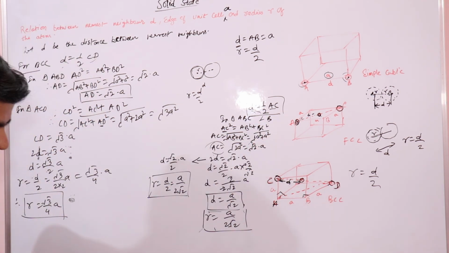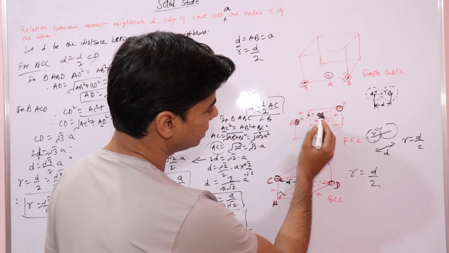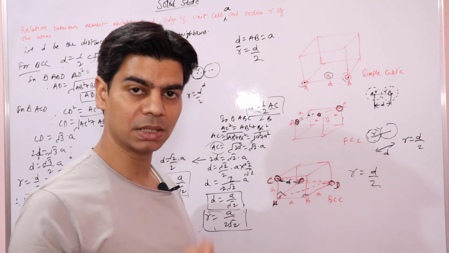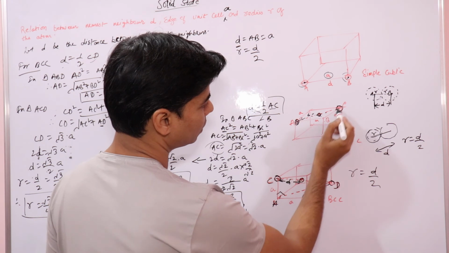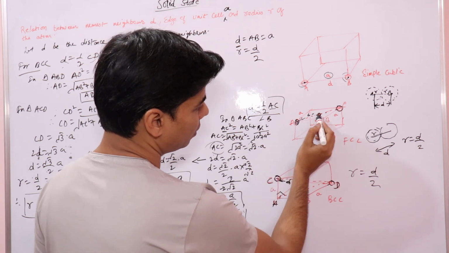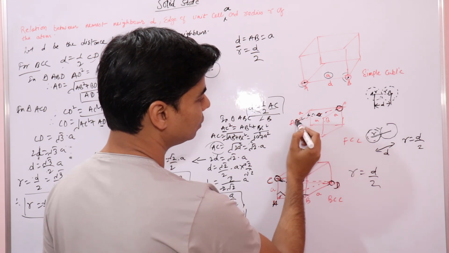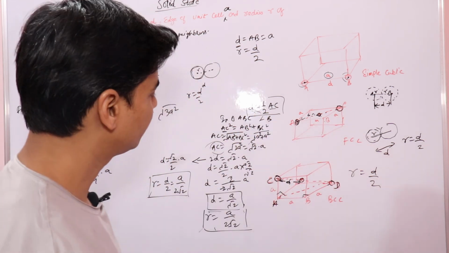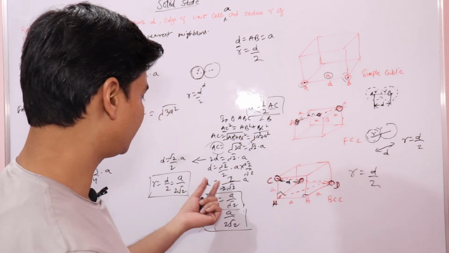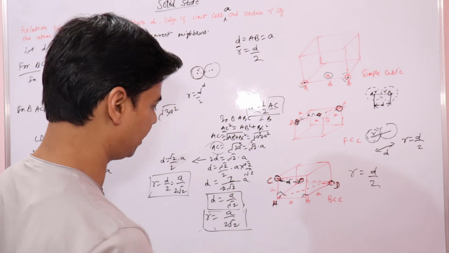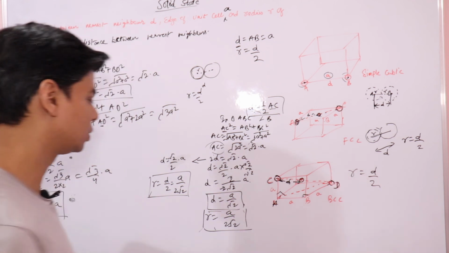In this case, since FCC has one particle at the center of every face, this is the triangle, right? This is one triangle. So this distance is half of AC. This distance is d. So d is equal to half of AC, right? Now this is the triangle that you will consider. Simple Pythagoras theorem. You have found the relation between d and a. So put the value of d here. This is what you will get.